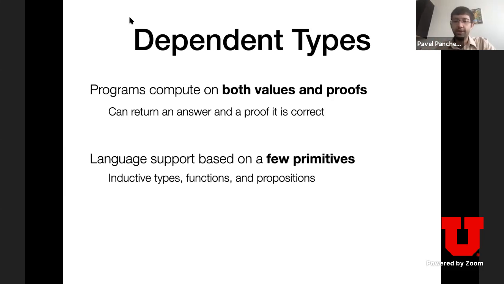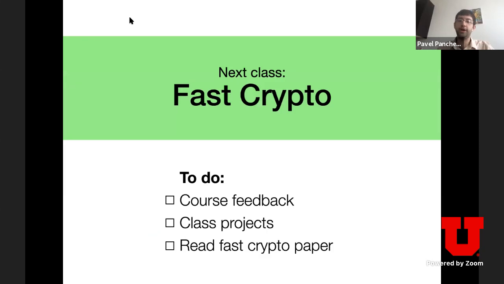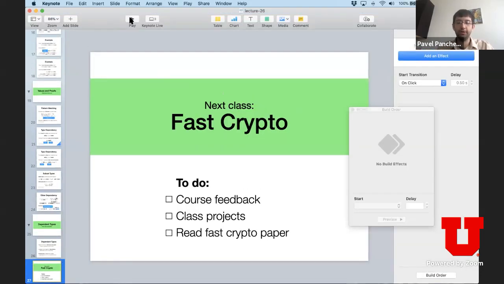So if you want to write down this kind of dependent types world, there's not really that much you have to do. The core language is based on very few primitives, basically inductive types and functions and some core propositions that you might be interested in defining, like and or. This approach is being increasingly used in academia and also to some extent in industry. We're going to see an example of that in our next class. On Thursday, I'll be walking through a paper that implements a very fast cryptography library, while also proving a bunch of useful facts about it, like that it's correct, in a dependently typed language like what we've been talking about.